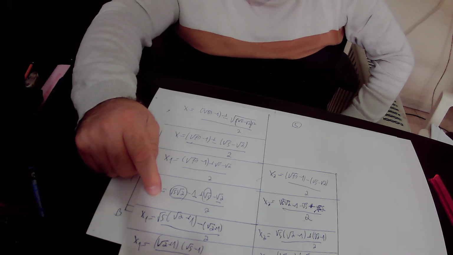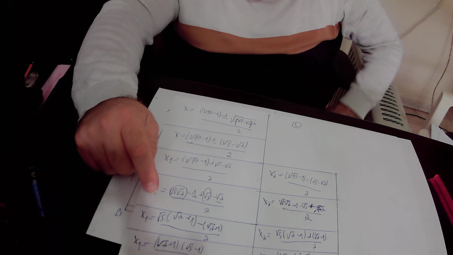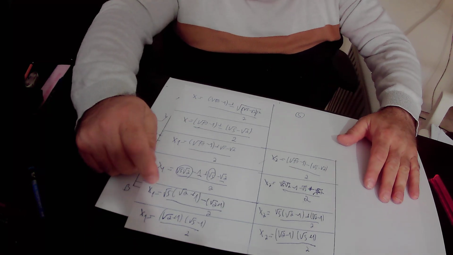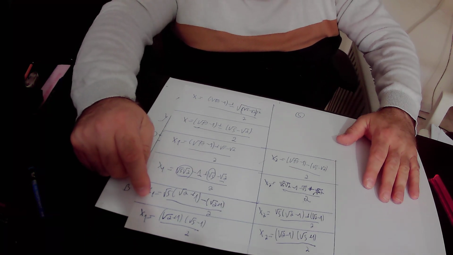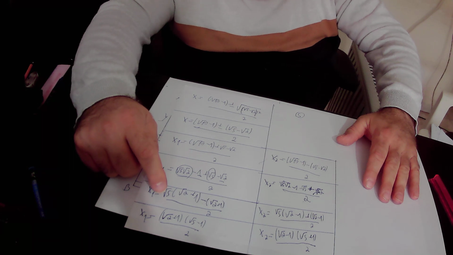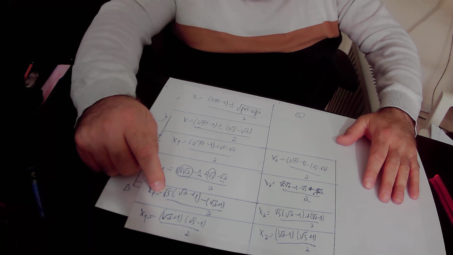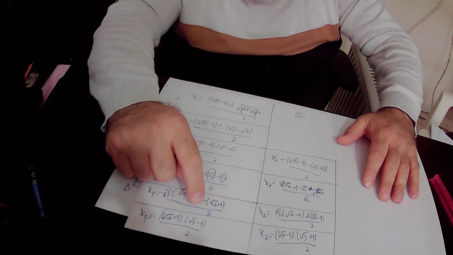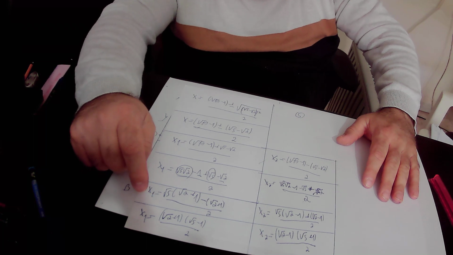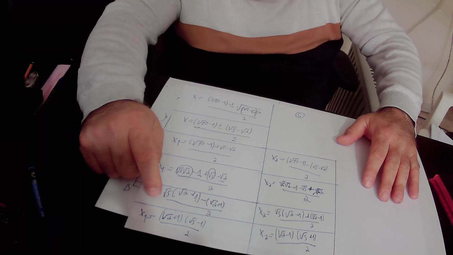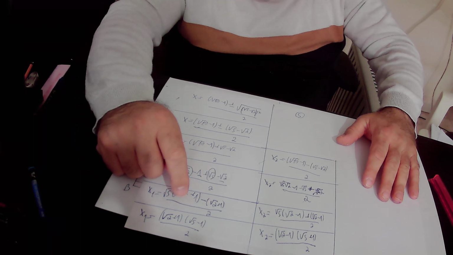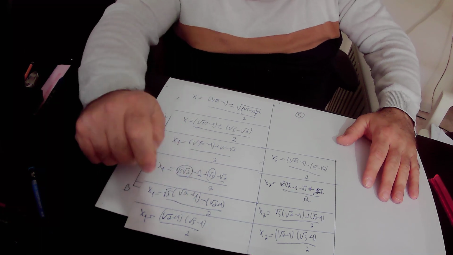So here we took square root of 2 plus 1 as a common factor out of this expression, and we got that x1 equals square root of 2 plus 1 is a common factor, and inside the brackets we have square root of 5 minus 1 over 2. So in conclusion, we found out that x1 equals square root of 2 plus 1 times square root of 5 minus 1 over 2.